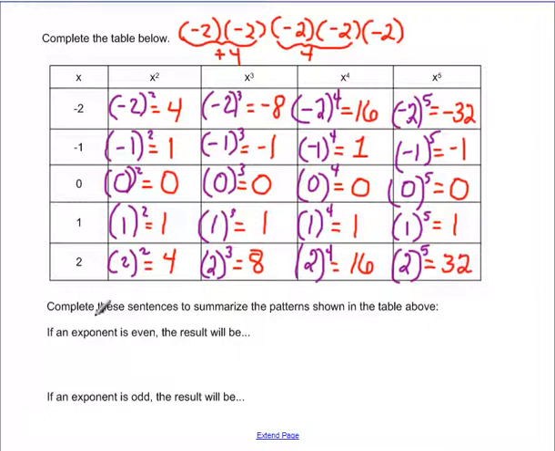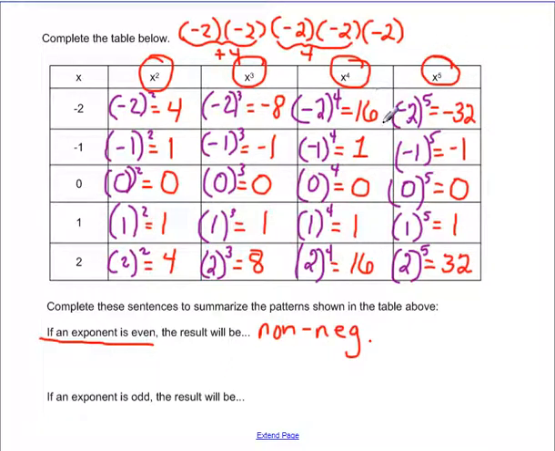So let's see if we can summarize some information here. If an exponent is even, notice our even exponent columns, x squared and x to the fourth, my results are always going to be either positive or 0. So we can say the result will be non-negative. But if the exponent is odd, we can see that the sign of my answer is going to change depending on the sign of the base. So the result will be the same sign as the base. And that's our rules.